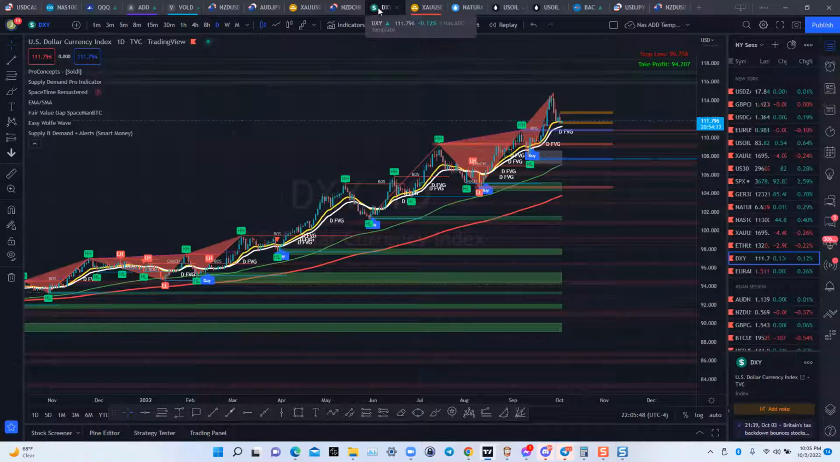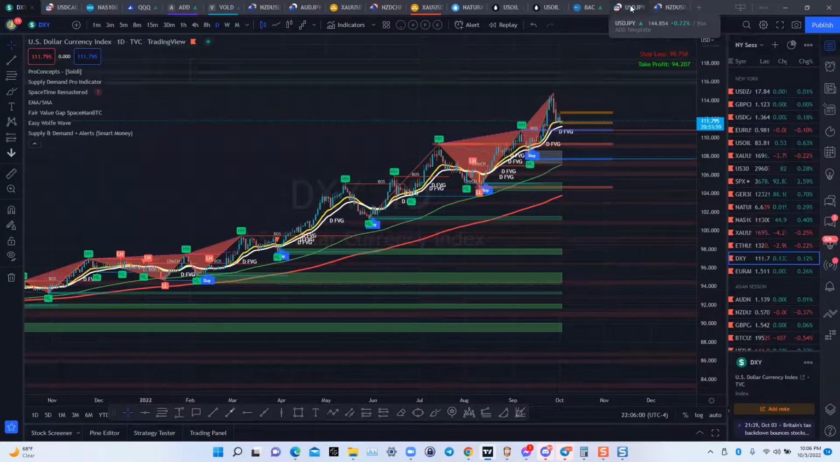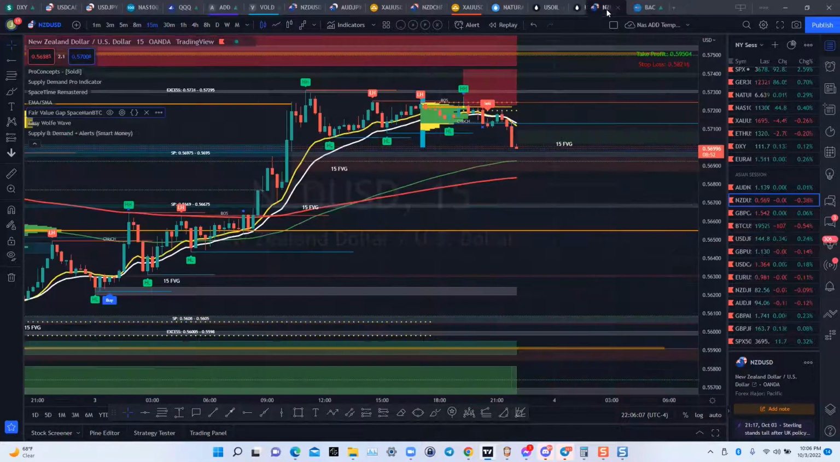So the DXY runs in correlation with all these other USD pairs, you see. You know what I'm saying? Particularly this one here, UJ. They're like cousins. And NU is tanking, right? Because the dollar is killing the New Zealand dollar. You can clearly see this.